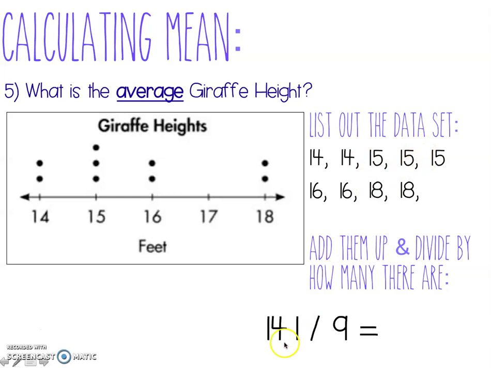So we added them up to get 141. There are 9 pieces of data, so we're going to divide it by 9. Now when we do that, go ahead and punch that into your calculator and you'll see that you get this really long decimal that doesn't end. Okay. In the directions on this question, it said make sure that you round to the nearest tenth place. So when we round to the nearest tenth, we get that the average height of the giraffe is 15.7 feet.